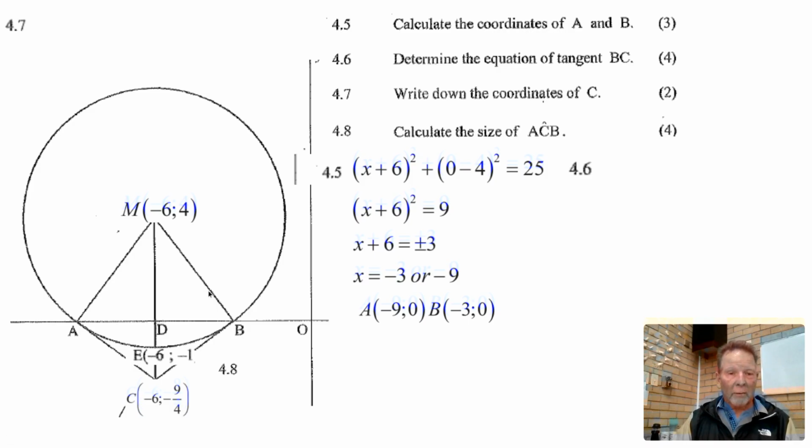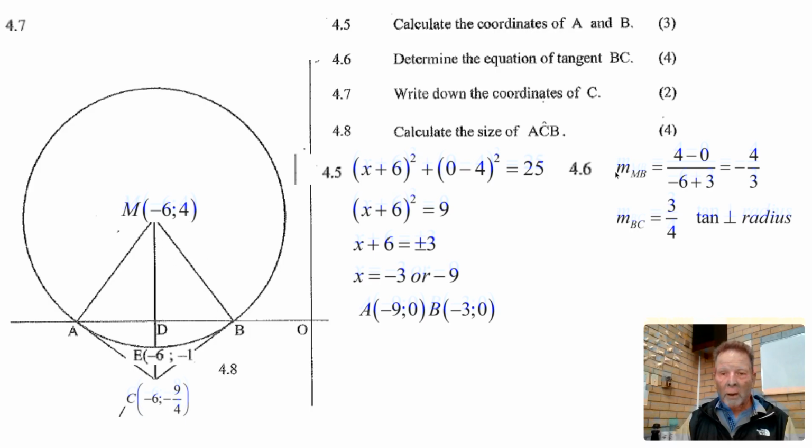Well, we've got to get the gradient of MB first, and the gradient of MB is just 4 minus 0 over minus 6 minus minus 3. Well, that's 4 over minus 3. It's minus 4/3. Well, the gradient of BC, if it's a tangent, the tangent's perpendicular. So we need to tip this over and change its sign. There's the gradient of BC.